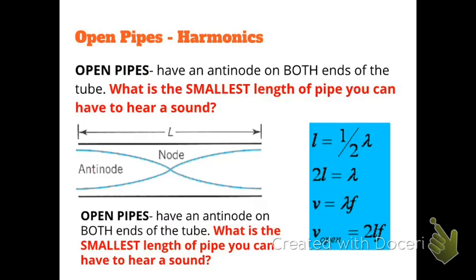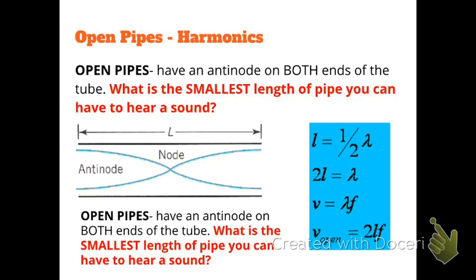Well, now we're good. Okay, so open pipes have an antinode on both ends. Remember, can you hear anything right here? Think about it. It's where they cancel out, right? So you can't hear anything at the node. For us to hear something, we have to have an antinode. So if you're looking at a pipe, you're going to have the best sound when you have an antinode on either end of that pipe.